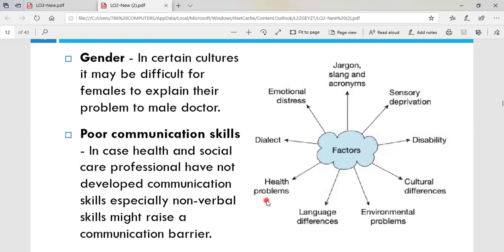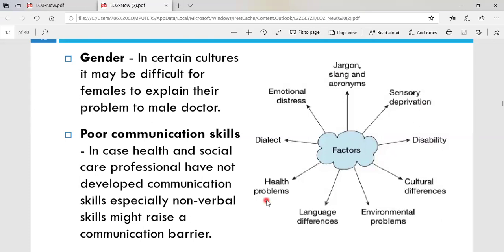Thank you so much. Again, your dialect, what type of dialect you're using. There are several dialects that are used over here. Some people might not understand what you're saying, so be as clear as possible. Emotional distress: if there's a patient who has emotional distress, it is very hard to communicate with them. And then you have all your non-verbal communication skills that come into action here.